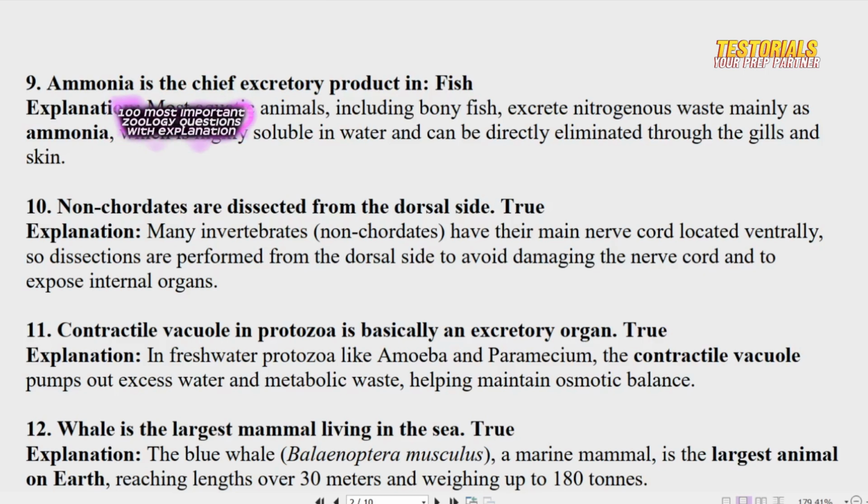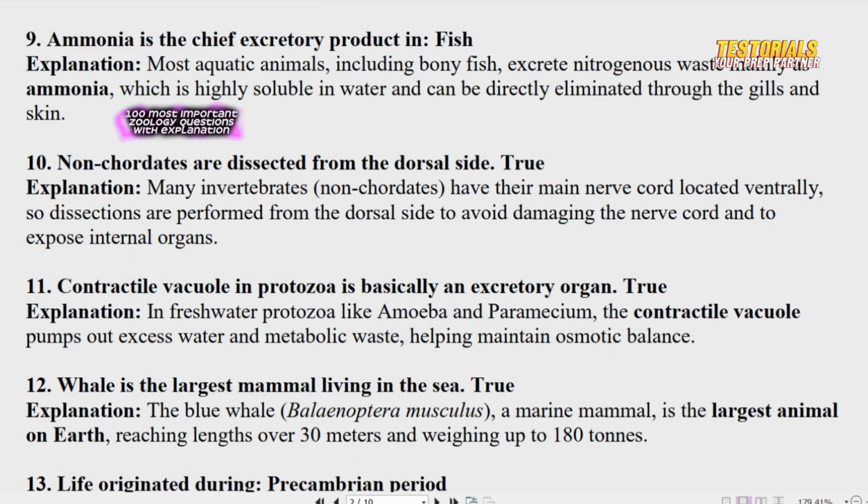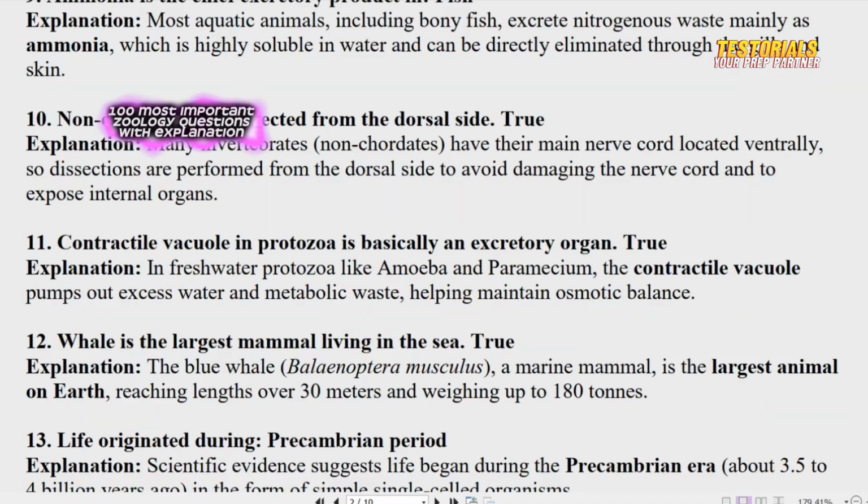10. Non-chordates are dissected from the dorsal side. True. Explanation. Many invertebrates, non-chordates, have their main nerve cord located ventrally, so dissections are performed from the dorsal side to avoid damaging the nerve cord and to expose internal organs.